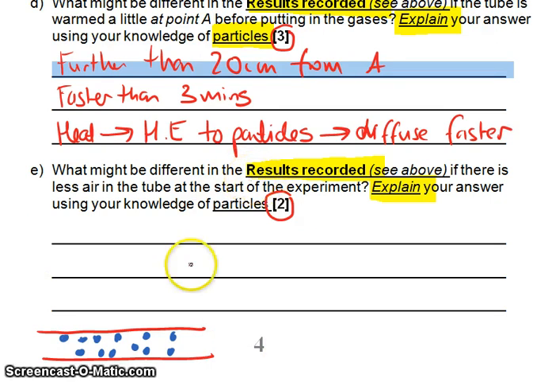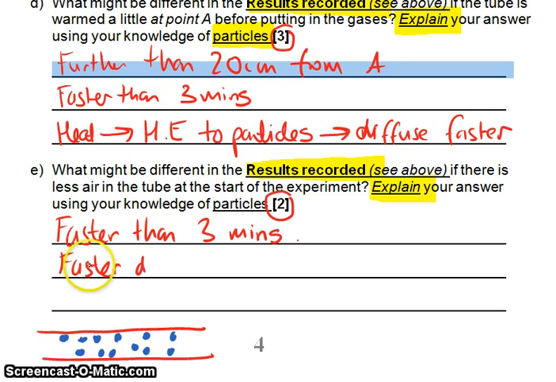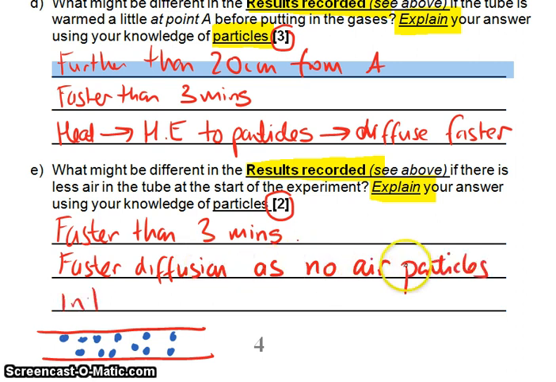So the difference in the results recorded is it's going to be faster than 3 minutes. You're going to see that grey gas appear faster than 3 minutes, because they can diffuse more quickly. So our explanation is faster diffusion, as there's no air particles in the way. Okay, and that's the end of question 2.